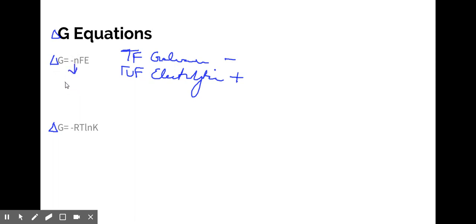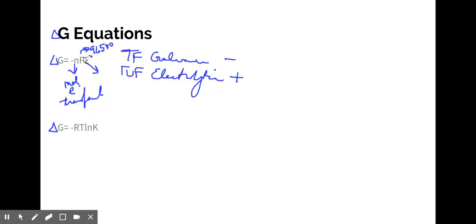This n stands for moles of electrons transferred. Where I find this is my balanced electrons from my half reactions. F stands for Faraday's constant, so that is 96,500. And E is your E cell value that you found.